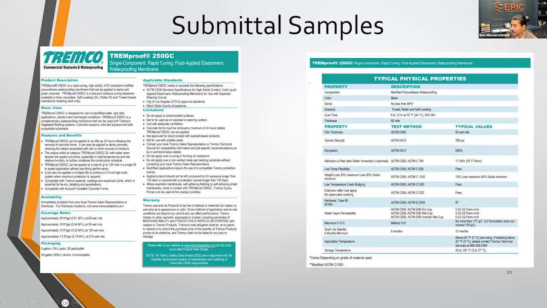And then you have your physical properties. And this is more where the traditional specification manual came into play of, okay, well, make sure that you have a product that has a film thickness that meets ASTM C836 and meets this ASTM and meets that ASTM, so on and so forth.